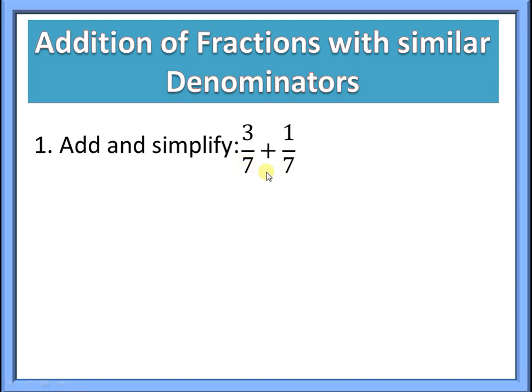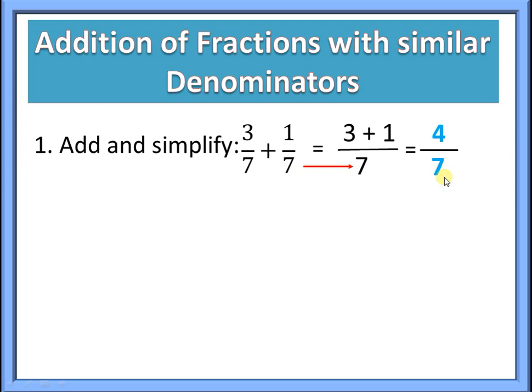Again, if the denominators are the same, we don't have much problem. What we do only is copy the denominator, and then focus on the numerator by performing the operation. So 3 plus 1 will give us 4 over 7. Check if you can still simplify 4 over 7. We cannot simplify that, so that will be our final answer.